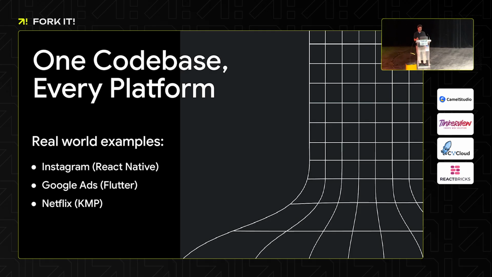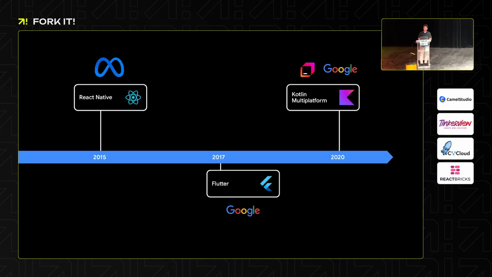Okay, so we have some real-world examples, like Instagram uses React Native. We have Google Ads using Flutter, and we have Netflix using Kotlin Multiplatform. So we are going to talk about those three frameworks. So this is just a timeline.